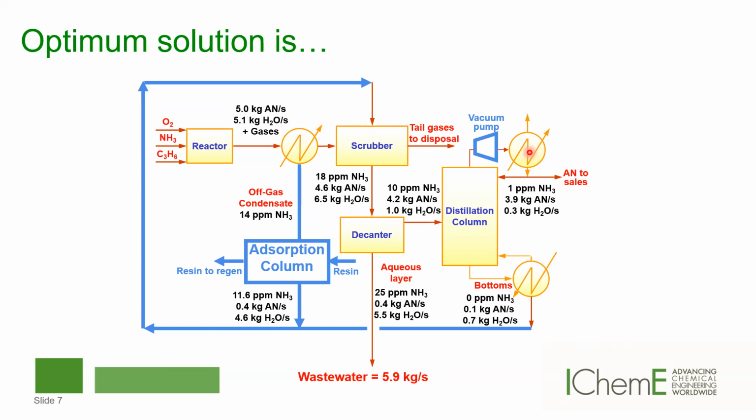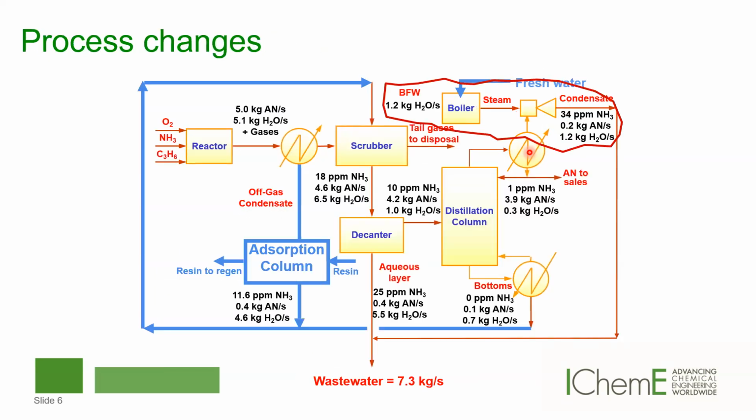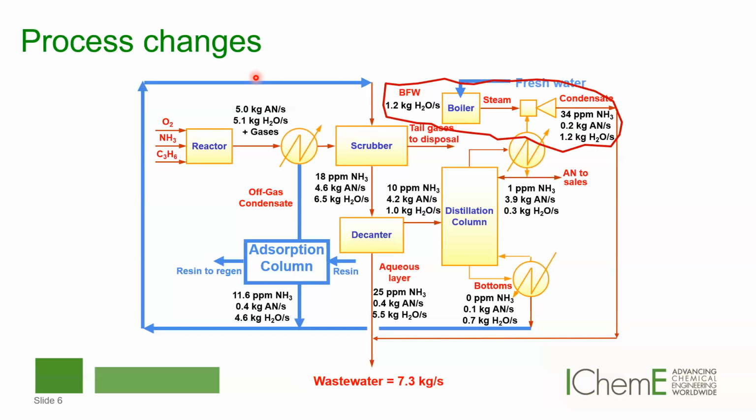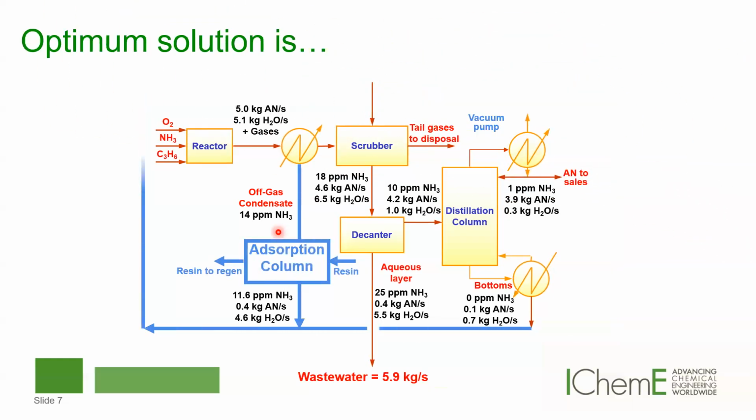So in terms of priority, we call this process changes. So we modify the process to remove the inherent usage of fresh water and to remove the wastewater generation. Again, installing an absorption column is also a process change, as well as if we remove a section, that's a process change. And it requires investment on the part of the industry.